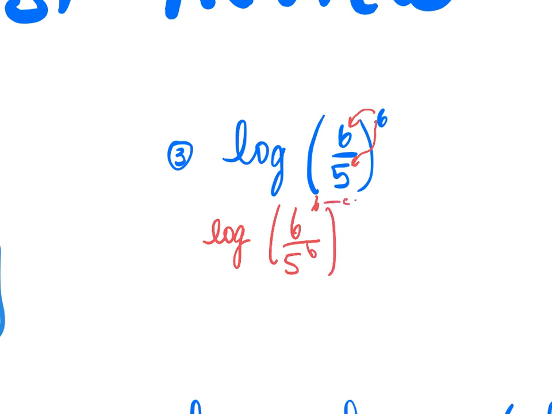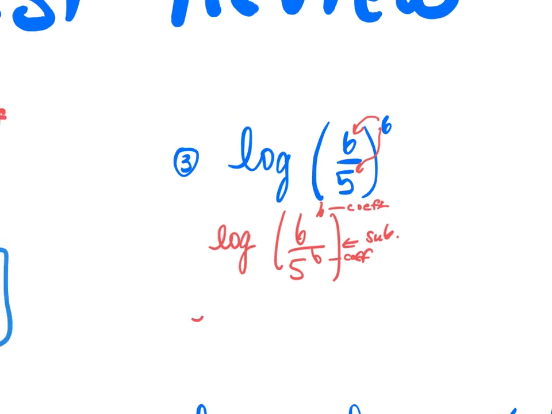And now I see two coefficients. Exponents are going to become coefficients, right? And then I see that division is going to become subtraction. You don't have to write those things, but I think it's a good thing to kind of put through your mind so you guys can remember that. So when I pull this apart, it becomes log 6 to the 6th power minus log 5 to the 6th power.